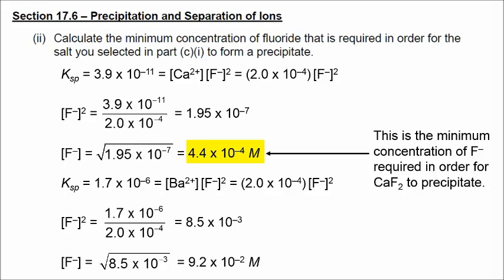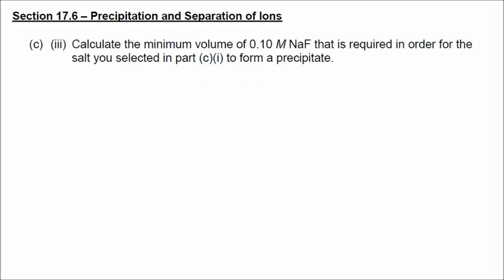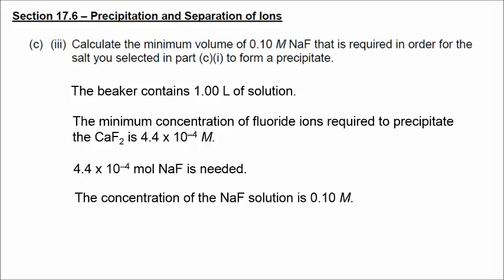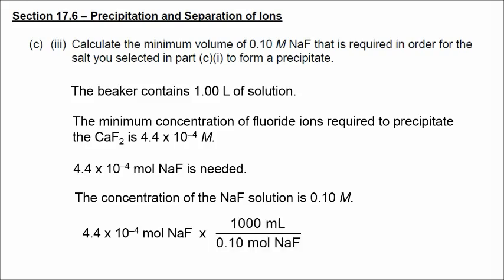All right, the last thing to calculate is, how much sodium fluoride would you have to add to reach this number? So we have a 1 liter solution that has a minimum concentration of fluoride, 4.4 times 10 to the negative 4. We would need 4.4 times 10 to the negative 4 moles of sodium fluoride, which is coming from a 0.1 molar solution. Let's use molarity as a conversion factor, and we get 4.4 milliliters of sodium fluoride solution would be needed for this calcium fluoride to precipitate.